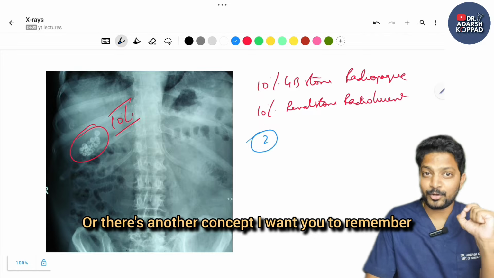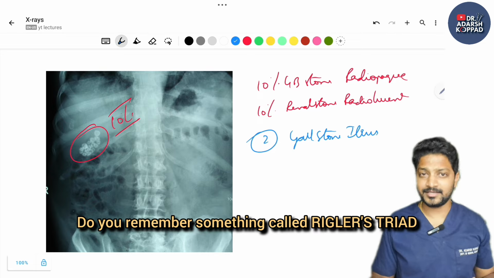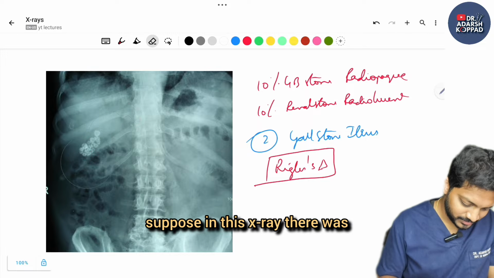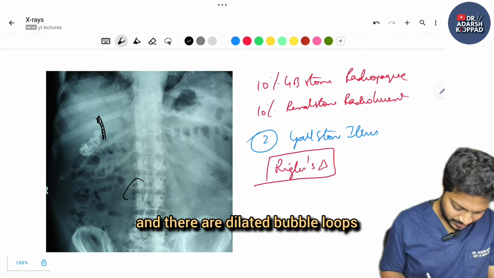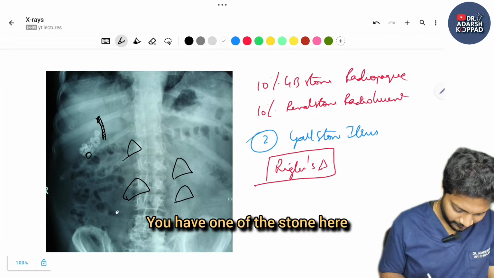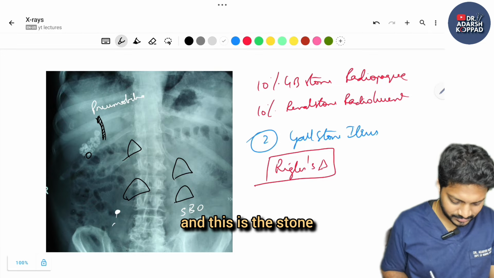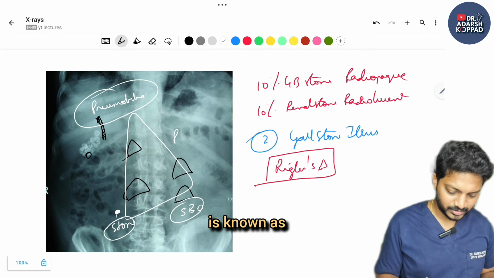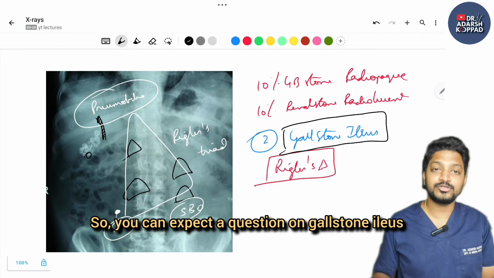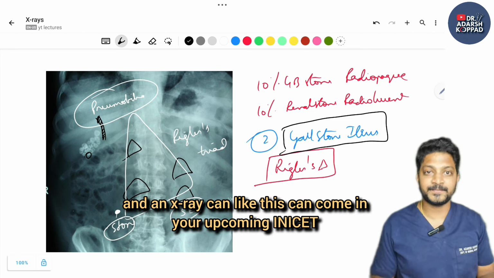Or there's another concept I want you to remember, that is gallstone ileus. Do you remember something called Rigler's triad, which is seen in gallstone ileus? Suppose in this X-ray there was a shadow like this, and there are dilated bowel loops, and you have one of these stones here. Let me change the color of this. You have one of these stones here. So this is your pneumobilia, this is small bowel obstruction, and this is the stone. So this triad is known as Rigler's triad, which you see in gallstone ileus. So you can expect a question on gallstone ileus and Rigler's triad, and an X-ray like this can come in your upcoming INICET. So be very careful.